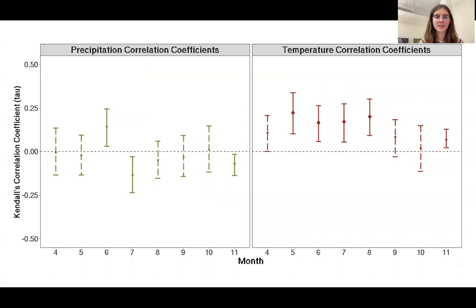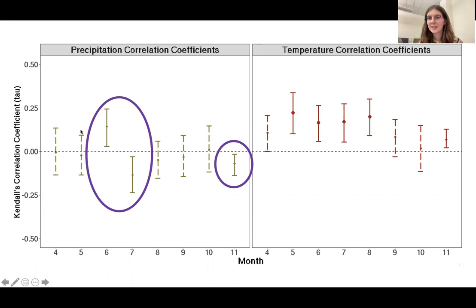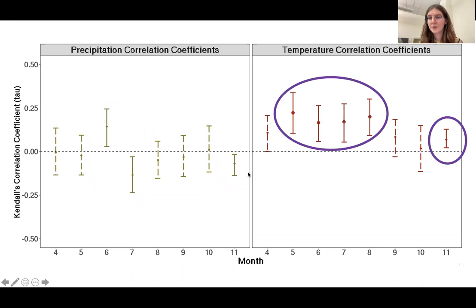So here are the final results. This is precipitation correlation coefficients by month, and then temperature correlation coefficients by month. If the confidence intervals are dotted, it means they are insignificant, and if they are solid, it means they are significant. So what we see is that concerning precipitation and insect abundance, there's a positive relationship in June and negative relationships in July and November. And then concerning temperature and insect abundance, there's significant positive relationships in the summer months of May to August, and also a positive relationship in November.